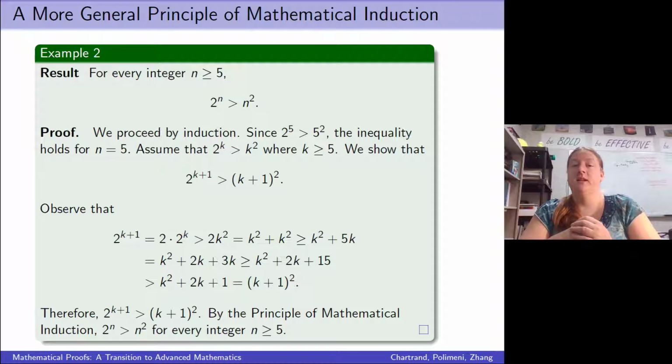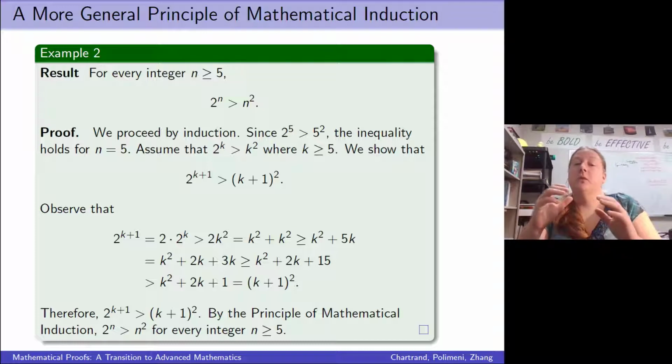Since 5 is the smallest element in the set, our base case is when n equals 5. So we'll show 2 to the 5 is greater than 5 squared. Now, if we just multiply 2 times itself 5 times, we'll see that it is in fact greater than 25. So the inequality holds when n equals 5. So now we need to use our induction hypothesis that 2 to the k is greater than k squared whenever k is greater than or equal to 5.